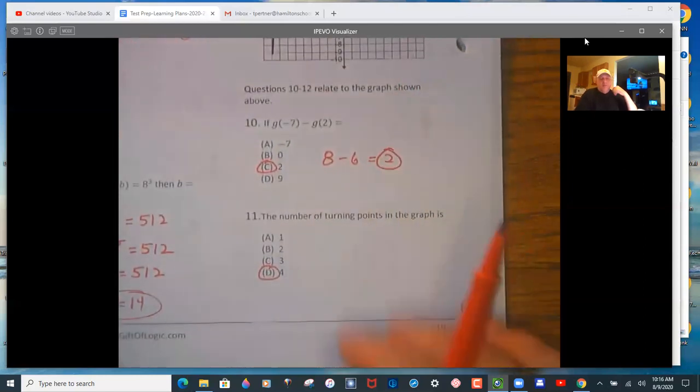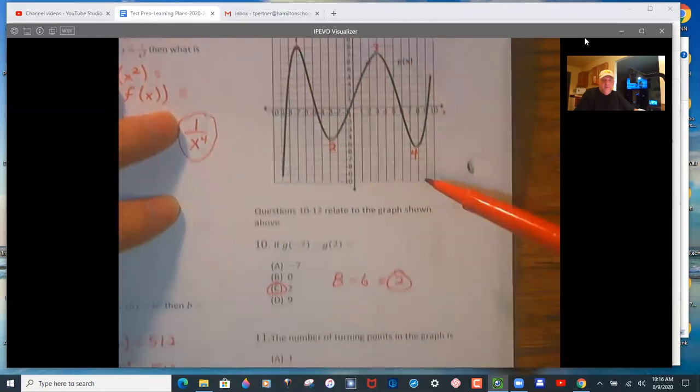The number of turning points. So that's why I had these labeled 1, 2, 3, 4. So there's 4 turning points in the graph.